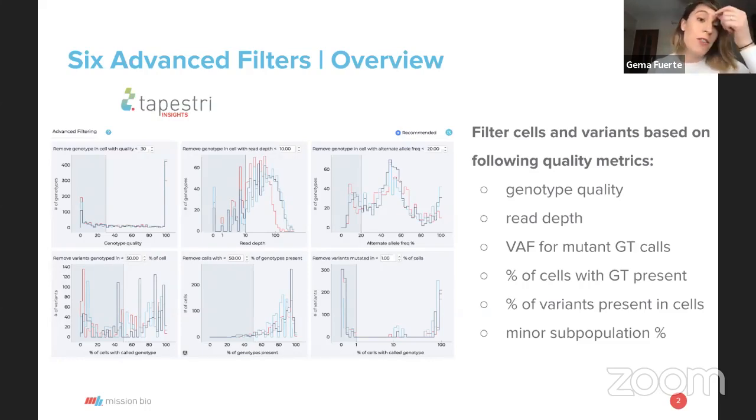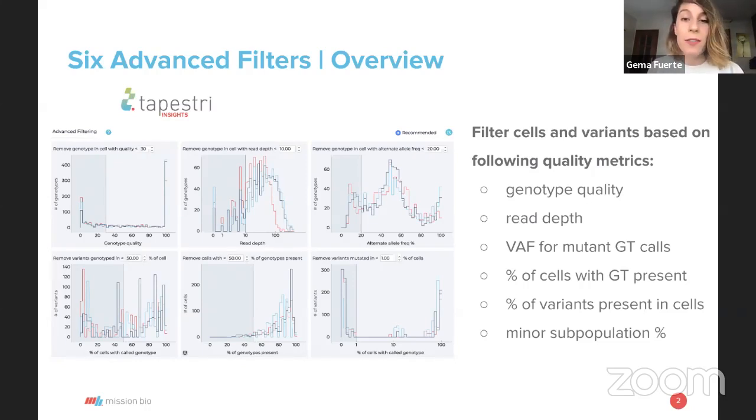So what you have here is just a screenshot of Tapestri Insights. There are 6 different filters, and I'm going to explain all of them. So just for you to know what you see, the histograms that you see are just the distribution of the different variants for different samples, because as you know, you can analyze more than one sample at once.